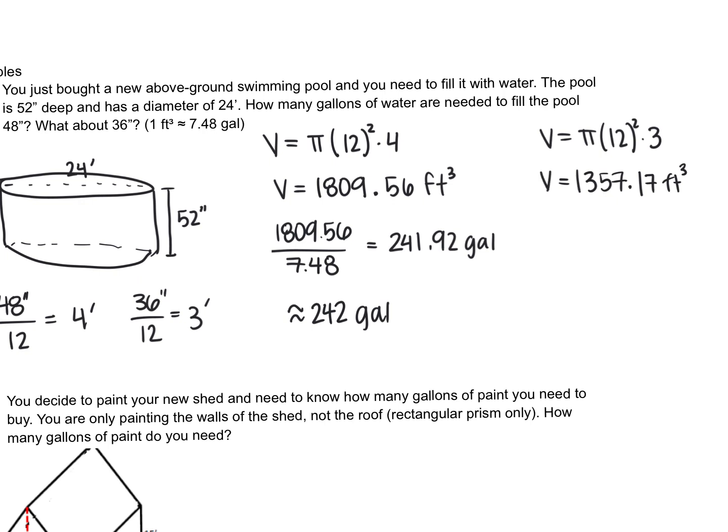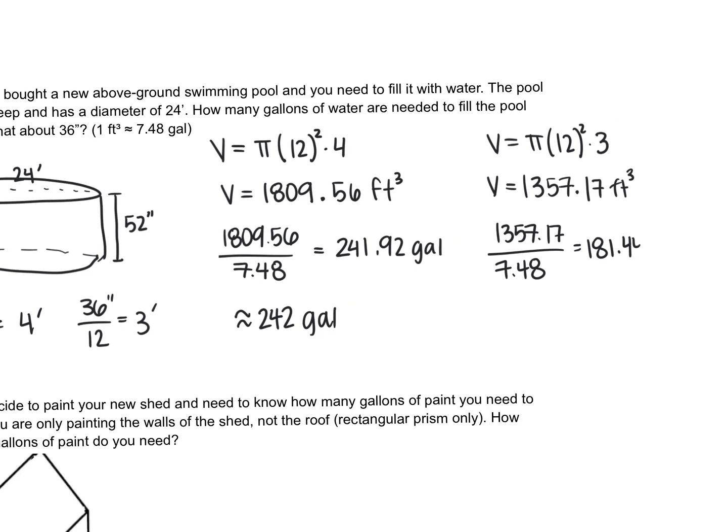So to figure out how many gallons that is, I do 1357.17 divided by the 7.48. And we're going to get 181.44 gallons, which again, we're going to round up to a whole number. So about 182 gallons of water.